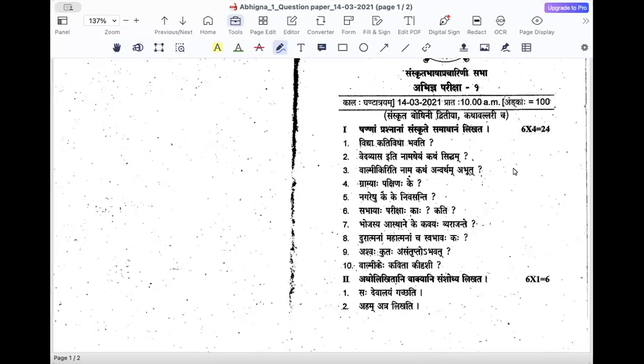So we are going over the paper one of Abhijna today. Let me give you a brief on what is there. We'll go over it one section at a time.